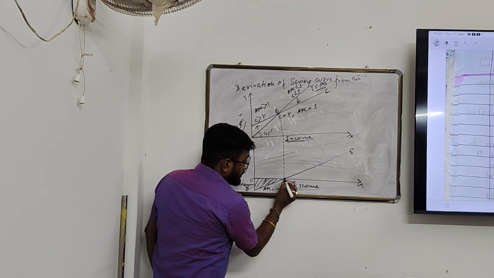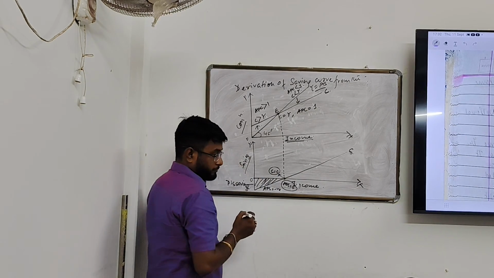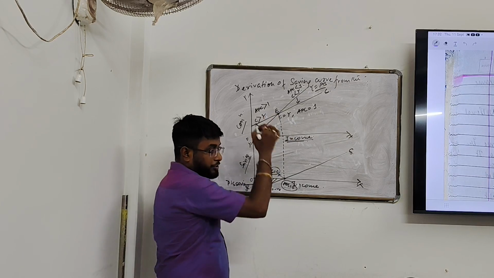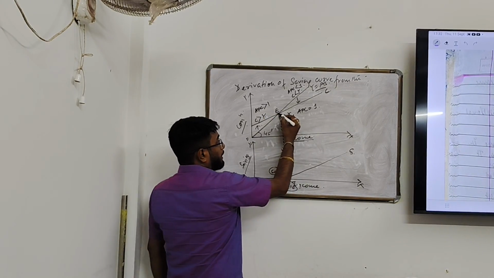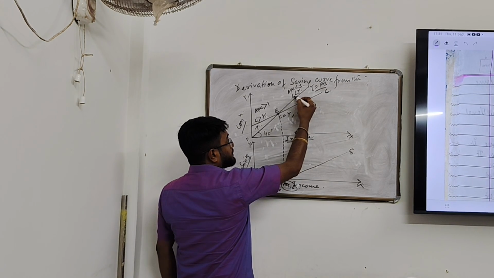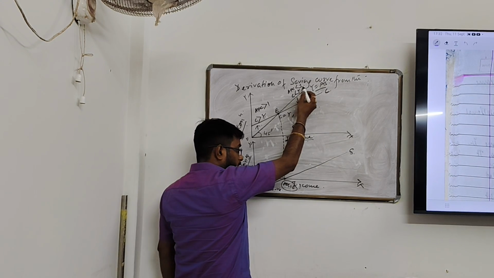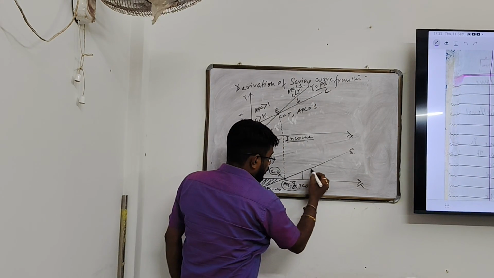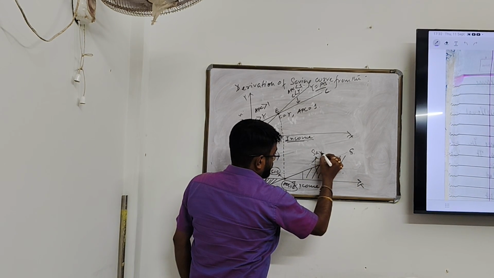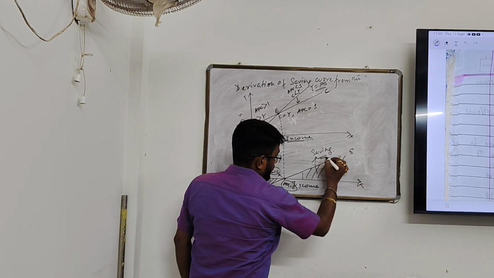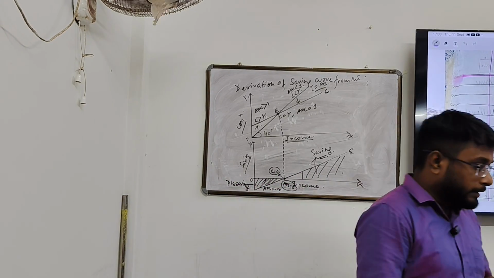Now here saving is not negative, not positive, S is equal to 0 because consumption is equal to Y. When it crosses this point, what we find is C is less than Y, that is APC is less than 1. So this area is called the area of saving. Am I clear? Let me repeat.